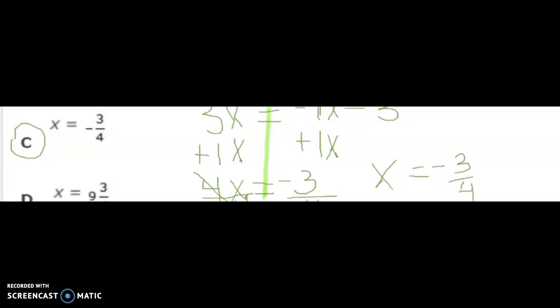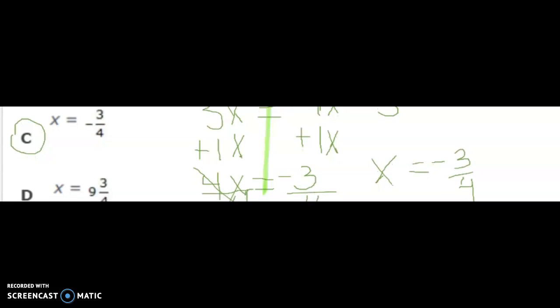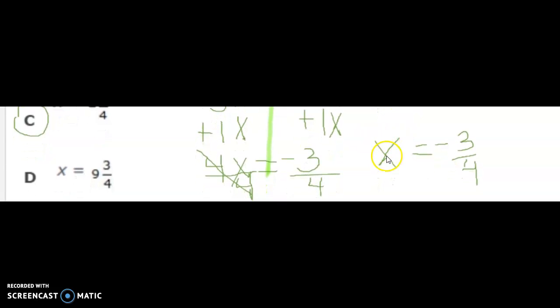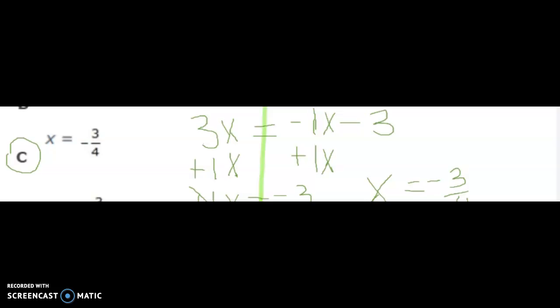So then I'm left with 4x equals negative 3. In order to get x by itself, I have to divide by 4 on both sides. So when I simplify my left side, I'm left with x is equal to negative 3/4. So that is how we got answer choice C.